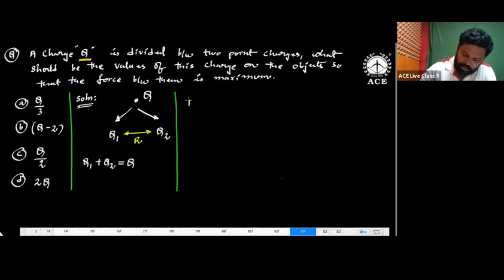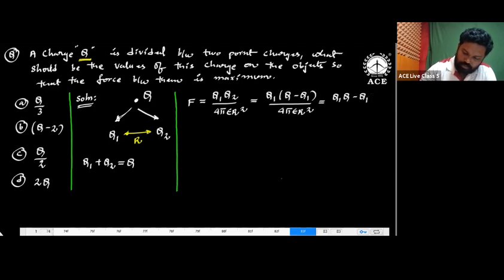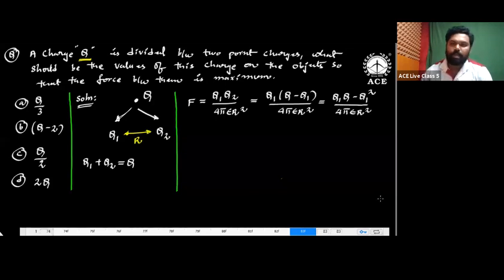What is the force between two charges, beta? F is equal to, I'll take only the magnitude, q1 q2 by 4 pi epsilon r square. So here there is a relation. q1 into what is this q2? q minus q1, divided by 4 pi epsilon r square. So here it is q1 into q minus q1 divided by 4 pi epsilon r square.